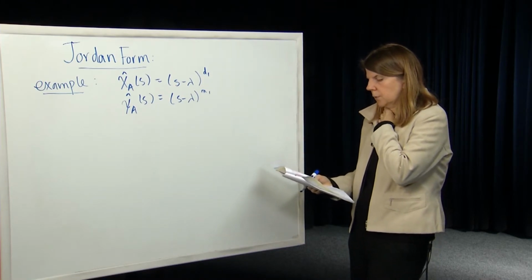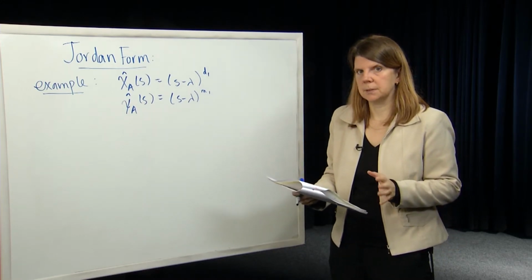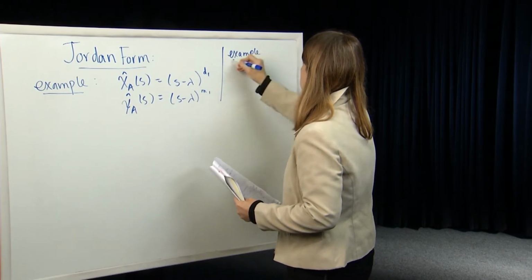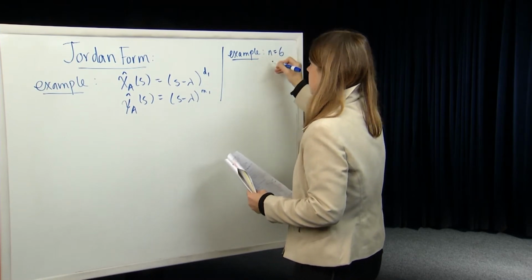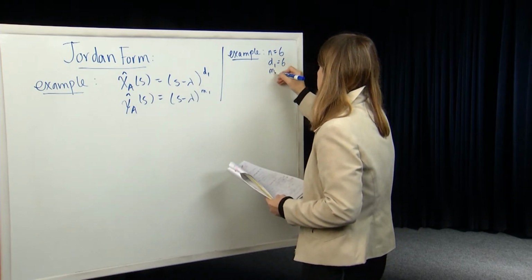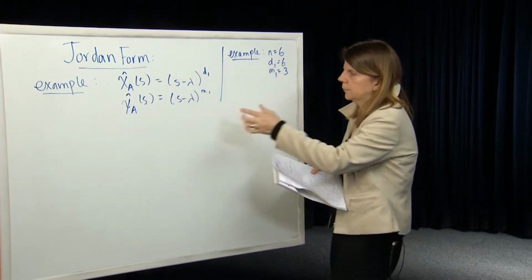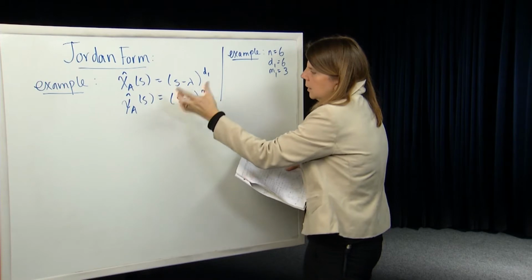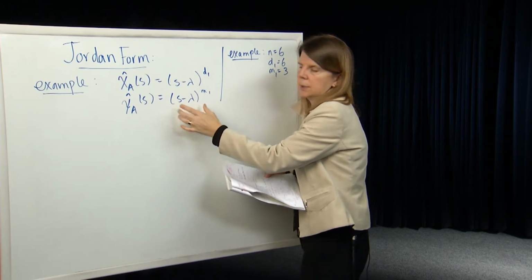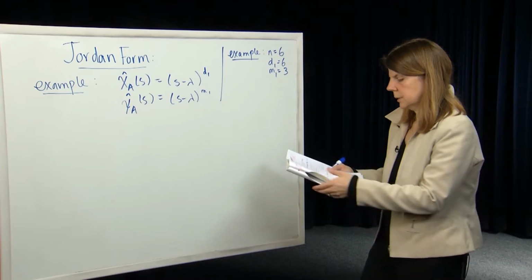Let's suppose, for sake of this example, that we have a 6 by 6 matrix A. So n is equal to 6, which means that D1 is equal to 6. It's equal to n. And let's suppose for this example that m1 is equal to 3. So we've got a minimum polynomial. We have, as introduced from the last module, the largest Jordan block is of size 3, associated to that eigenvalue at lambda. So what does this tell us?